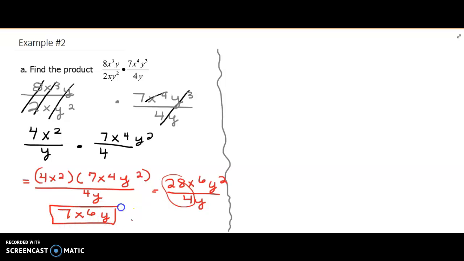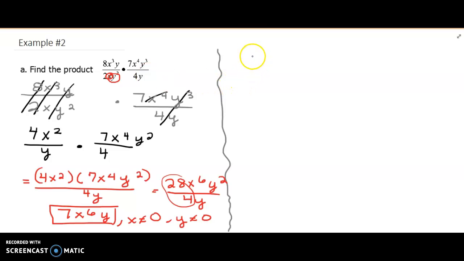Here's your final answer. Okay, don't forget you have to make exclusions to your domain. So anywhere in any of these, if a variable makes the denominator 0, you have to exclude it. So we can see x cannot equal 0 and y cannot equal 0. So x cannot equal 0, y cannot equal 0, and here's your final answer.